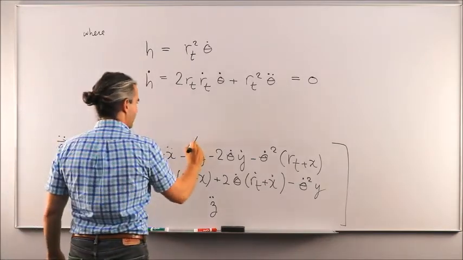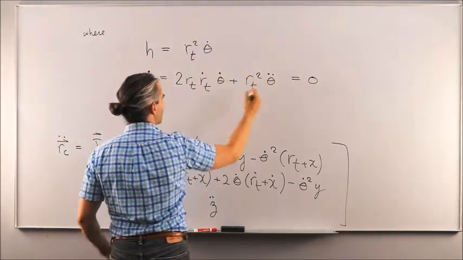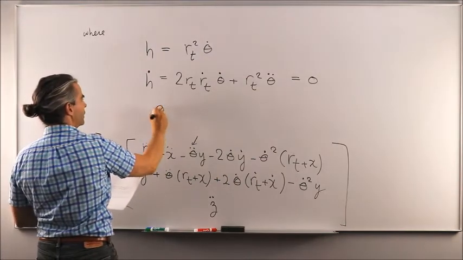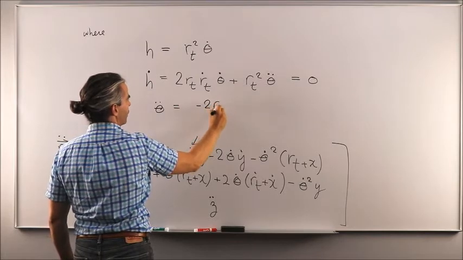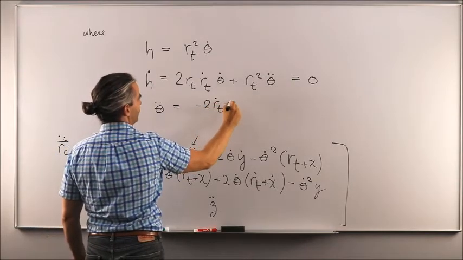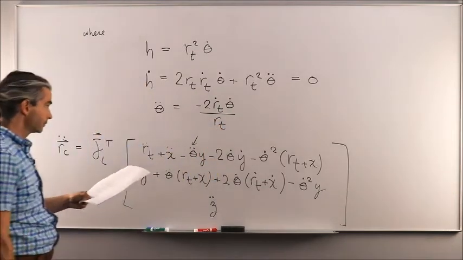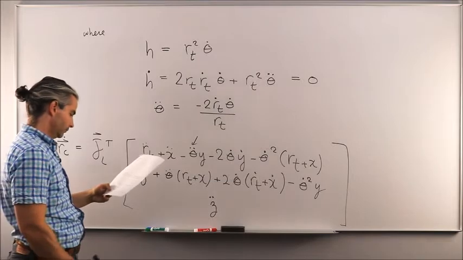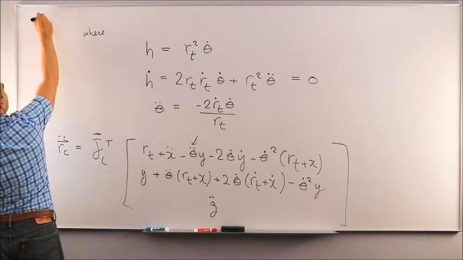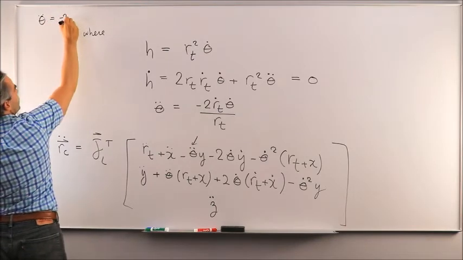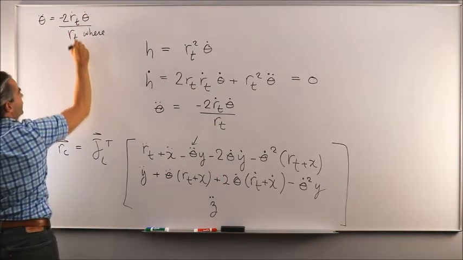So I said I want to replace theta double dot with something else. Well, all I have to do now is to solve that expression for theta double dot, which is going to give me theta double dot equal minus 2 RT dot theta dot over RT. Okay, let's keep that in our back pocket. So I'm going to rewrite it over there. 2 RT dot theta dot over RT.